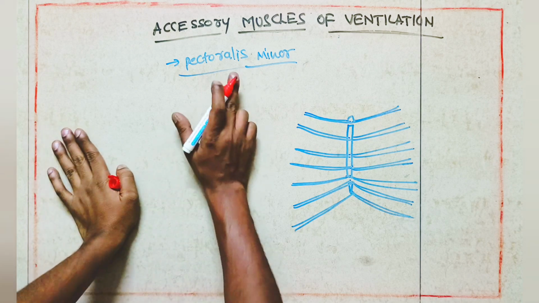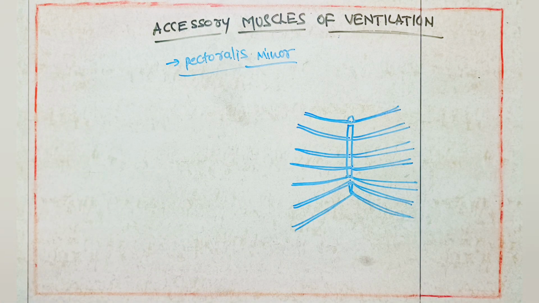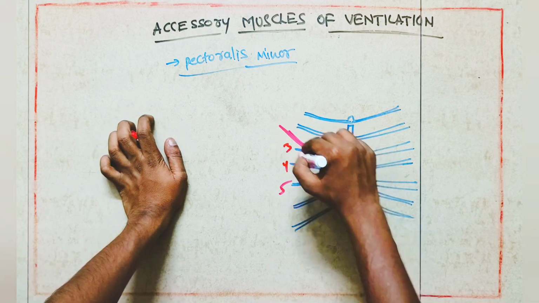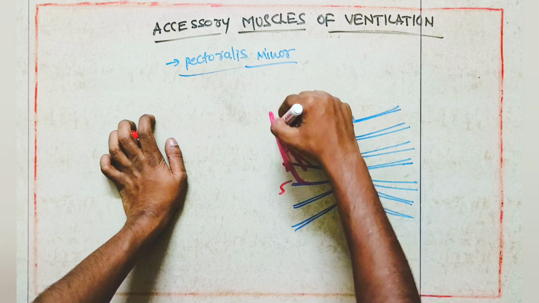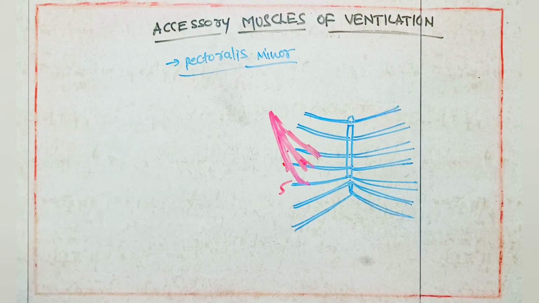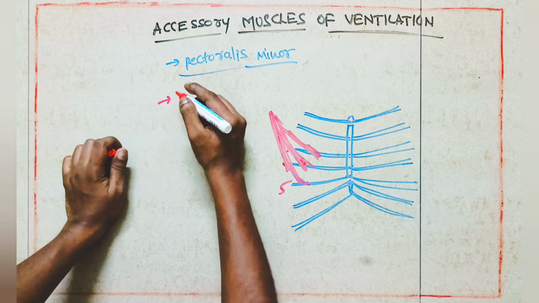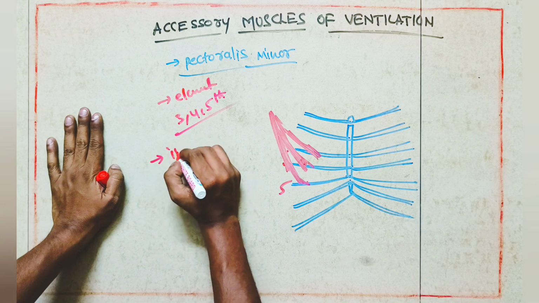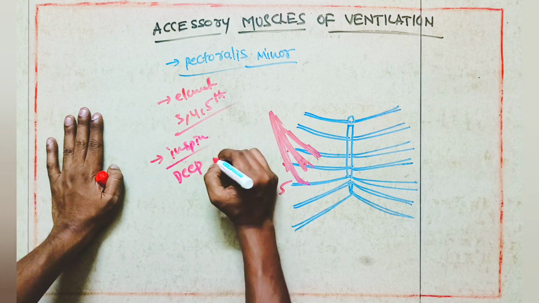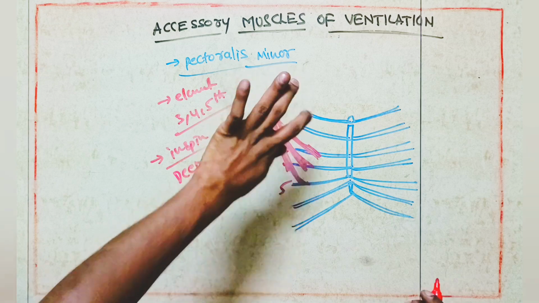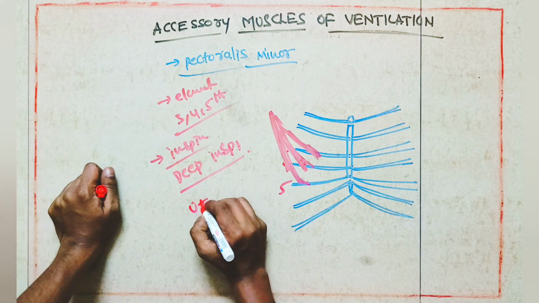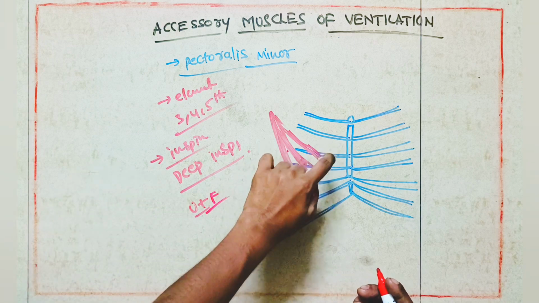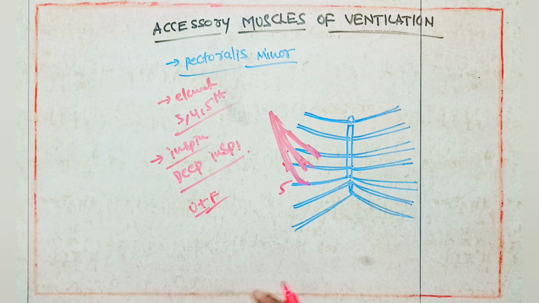Now this is about the pectoralis minor muscle. The pectoralis minor muscle originates from the third, fourth and fifth ribs. So this is the origin of the pectoralis minor muscle. The action of the pectoralis minor muscle is to elevate the third, fourth and fifth ribs, so that it is helpful in inspiration. Which inspiration? Deep inspiration. When we are doing deep inspiration, the pectoralis minor muscle will help with the upward and forward movement of the third, fourth and fifth ribs. So this is how the pectoralis minor muscle will work as an accessory muscle.